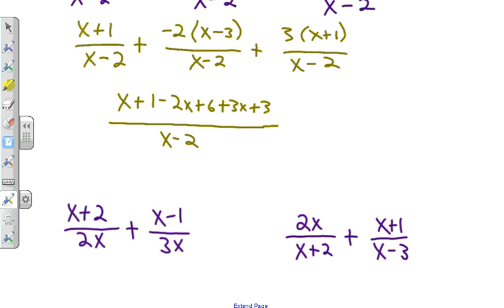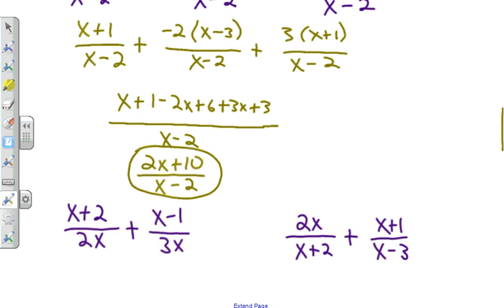All right. So what's this going to be here? x, negative 2x, and 3x. What's all that equal? 2x, right? 1, 6, and 3, right over x minus 2. Now you could factor out a 2, but it really wouldn't help you there, so we'll just leave it.